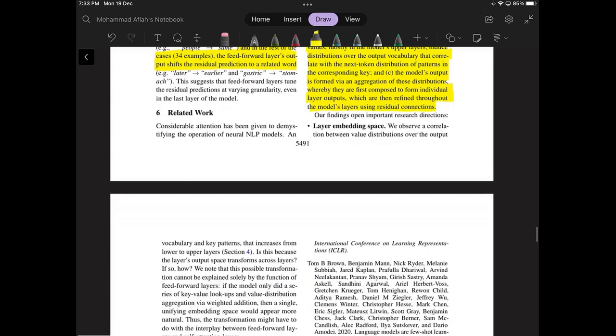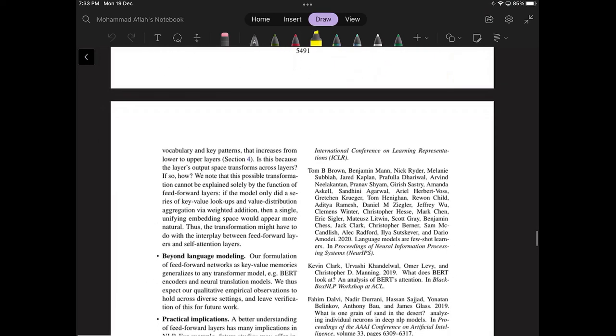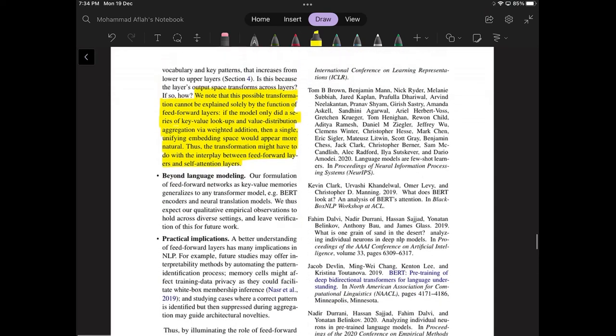Some important future research directions are layer embedding spaces. We observe a correlation between the value distribution over the output vocabulary and key patterns that increases from lower to upper layers. Is this because the layers' output space transforms across layers? If so, how? We know that this possible transformation cannot be explained solely by the function of feed-forward layers. If the model only does a series of key-value lookups and value distribution aggregation via weighted addition, then a single unifying embedding space would appear more natural. Thus, the transformation might have to do with the interplay between feed-forward layers and self-attention layers, right? That all makes a lot of sense.